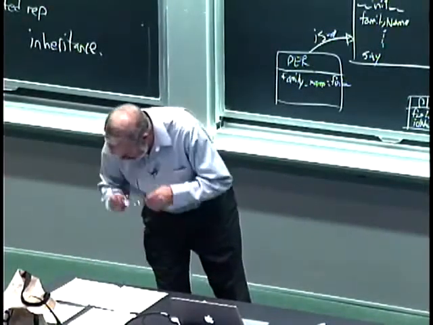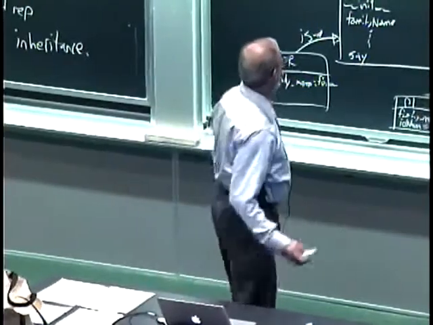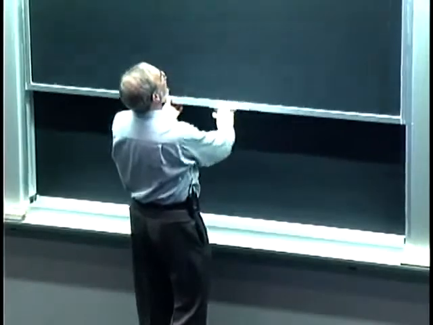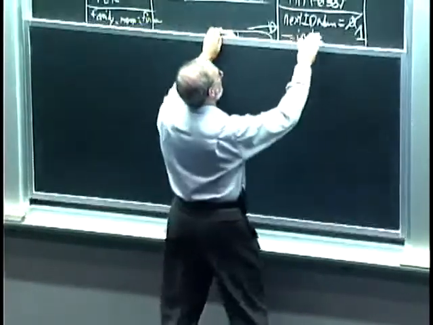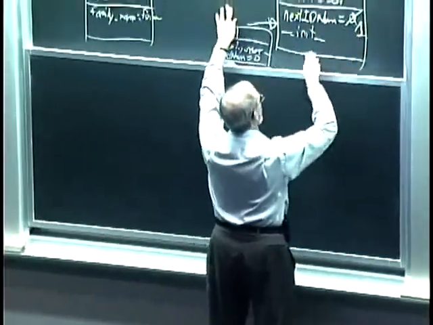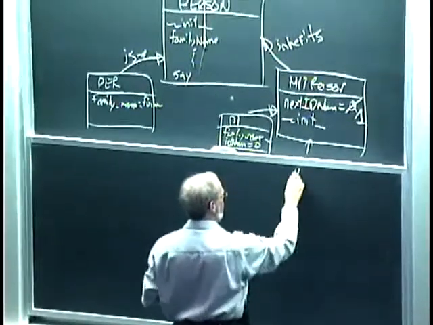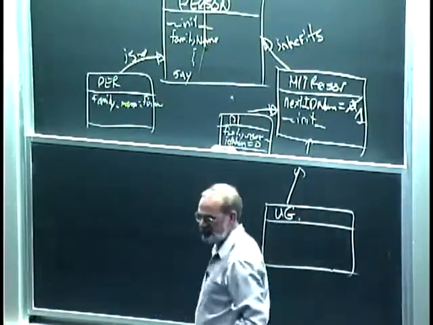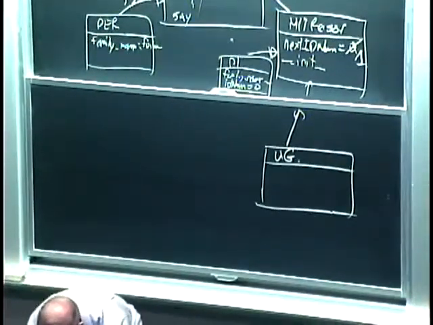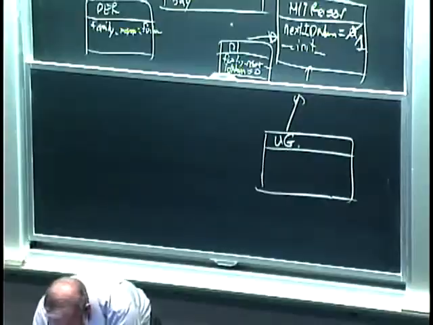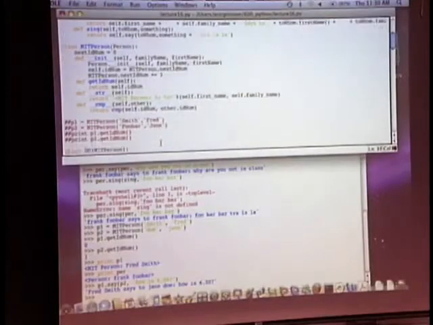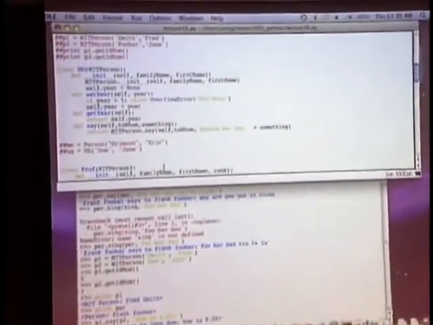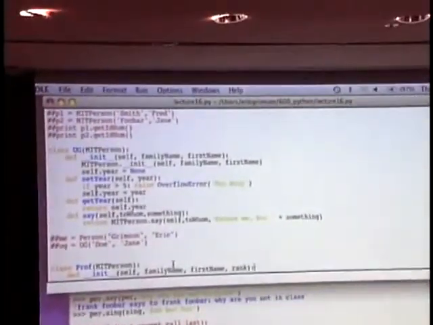Okay, so we've got an MIT person. We can use that. Let's add a little bit more to our hierarchy here. So I'm going to create the specialization of an MIT person, which is an undergraduate. A special kind of MIT person. All right, so if I go back up here, let's build an undergraduate. Okay, there's the class definition for an undergrad.